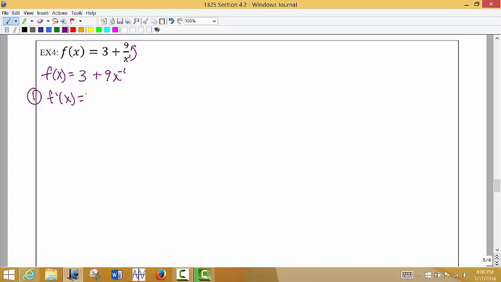Pretty easy here in that the first derivative of 3 is 0. So we'll move on to the second term. The second term, I'm going to use my power rule. That's negative 9 times x. And then remember, we're going to reduce the power by 1, so I get negative 2.